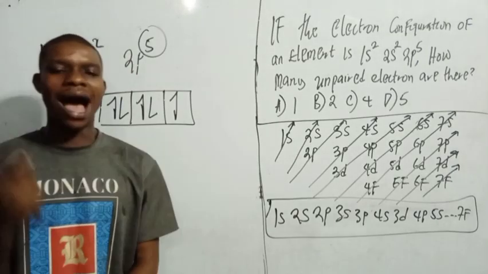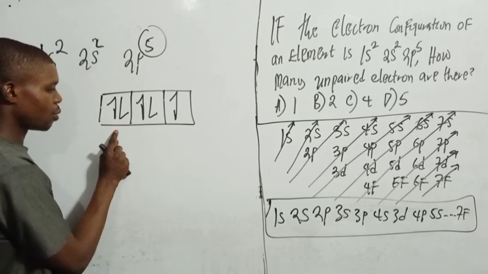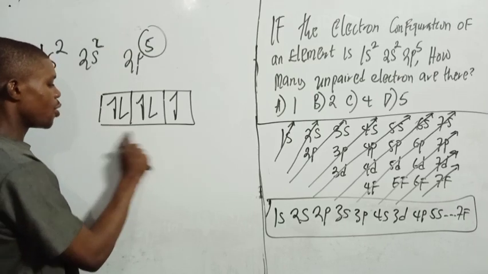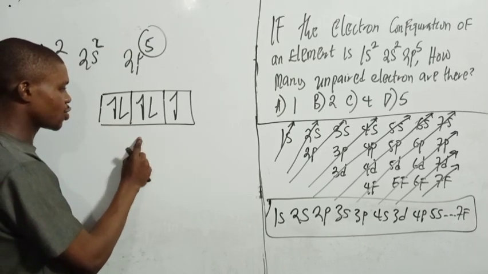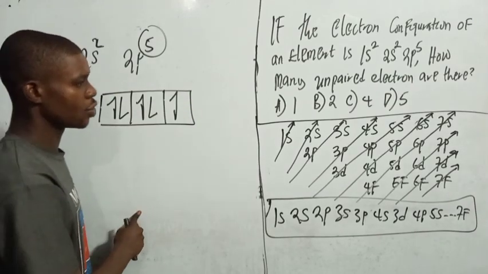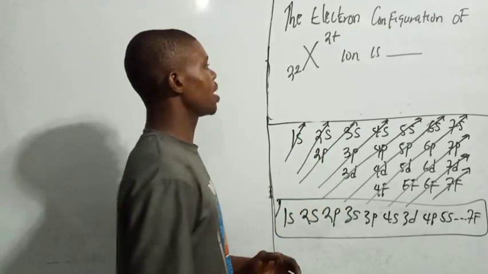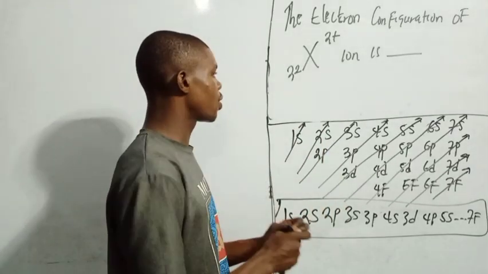They're now asking how many unpaired electrons we have here. This electron is paired up. This electron is paired up. So here are 2 paired electrons. But this one is not paired up, so it's going to be 1 unpaired electron. So the answer is A.